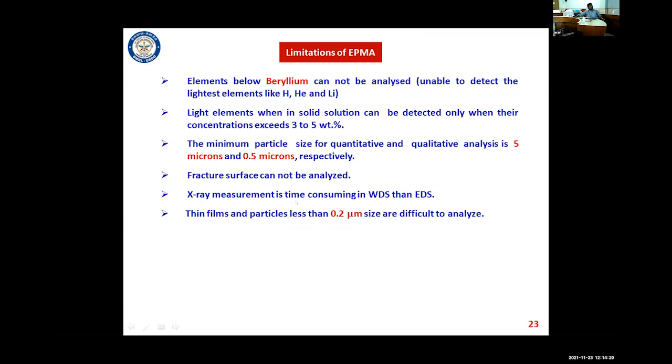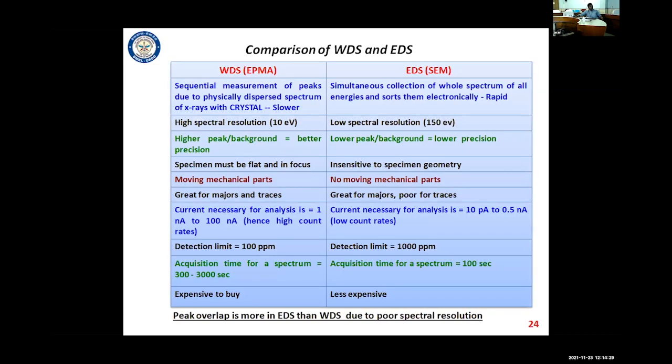And this X-ray measurement is time consuming in WDS, and thin films and particles less than 0.2 micron in size are difficult to analyze using the EPMA. Now I just want to compare the WDS in EPMA and EDS in SEM. It is very clear that the elements determined by X-ray wavelength are very accurate compared to X-ray energy, because in the WDS we get high spectral resolution, and in the SEM, so EDS, you will get low spectral resolution.